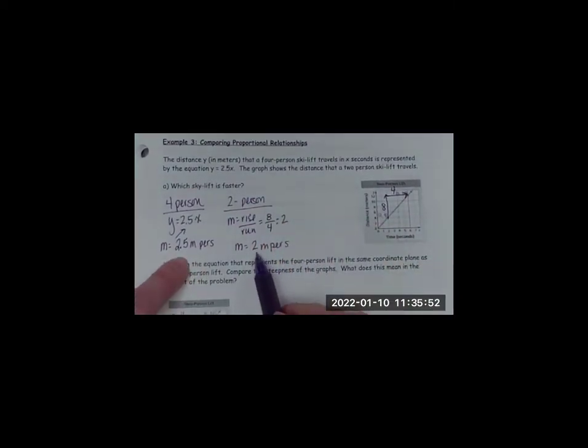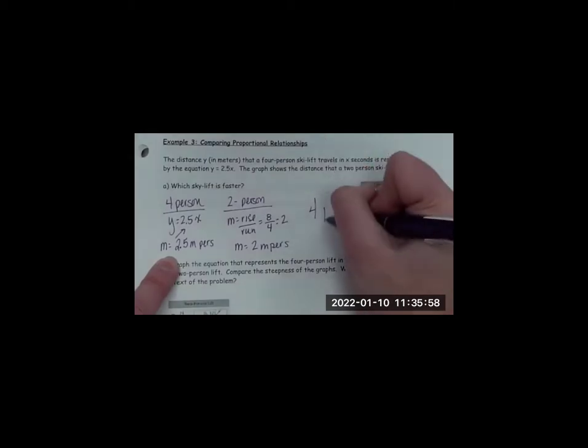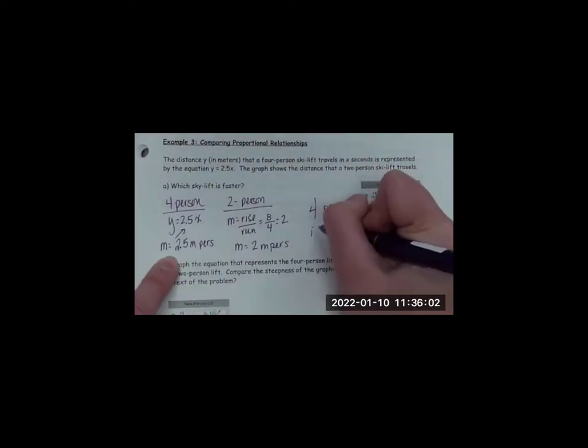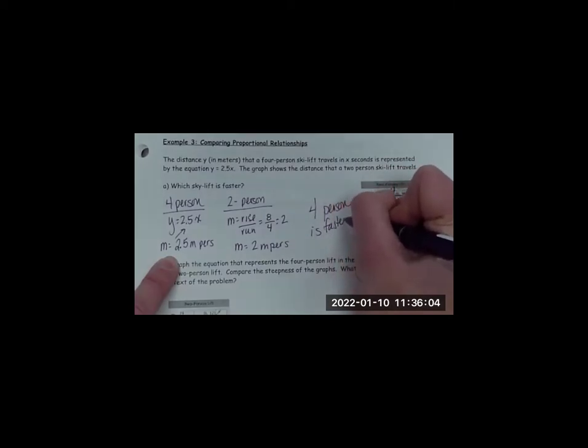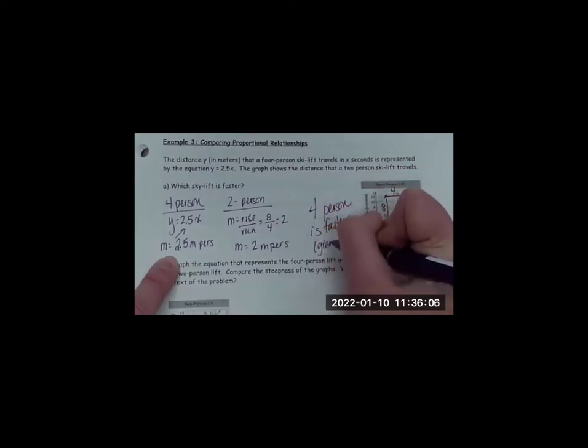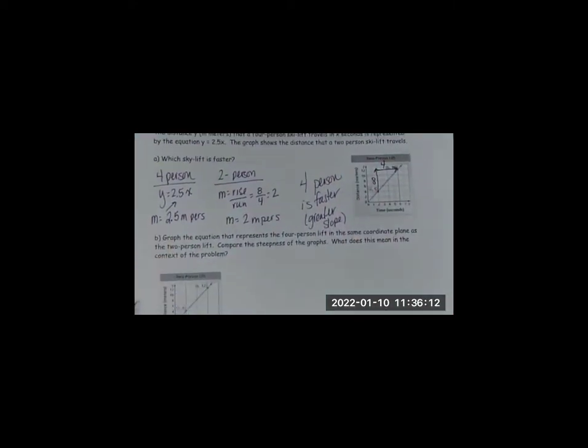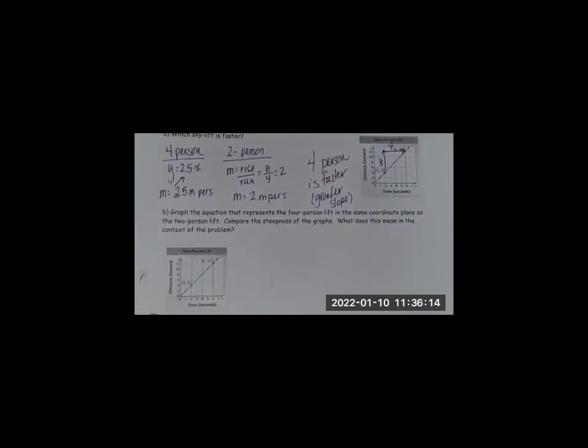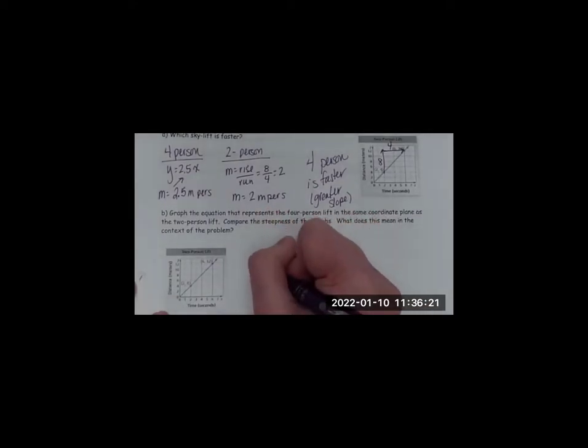So which one's faster? Do you want to go 2.5 meters in 1 second or 2 meters in a second? Well, that means our 4-person is faster because it has the greater slope. So in this situation, the greater the slope, the faster the chairlift. Now, what if I had 2 graphs?